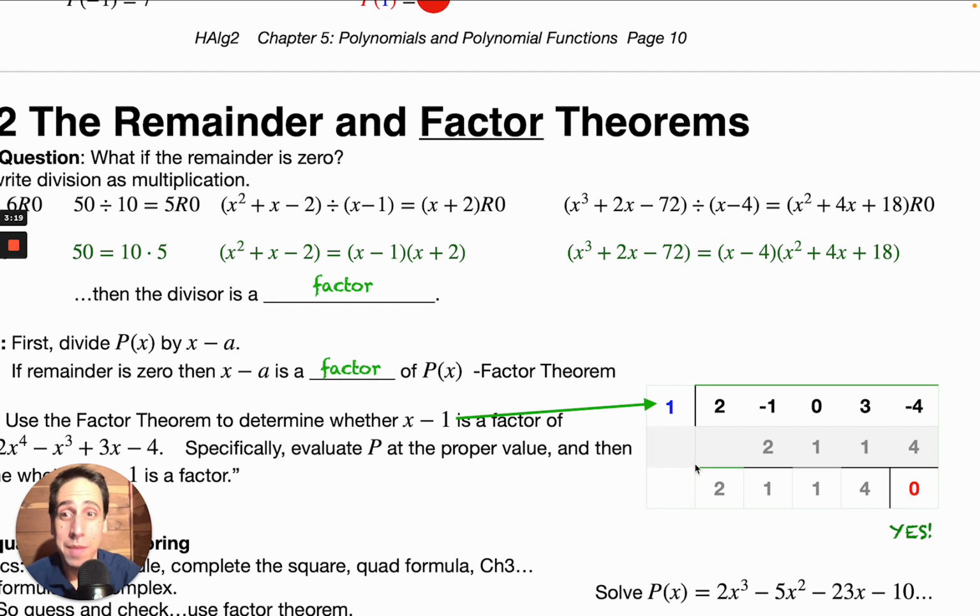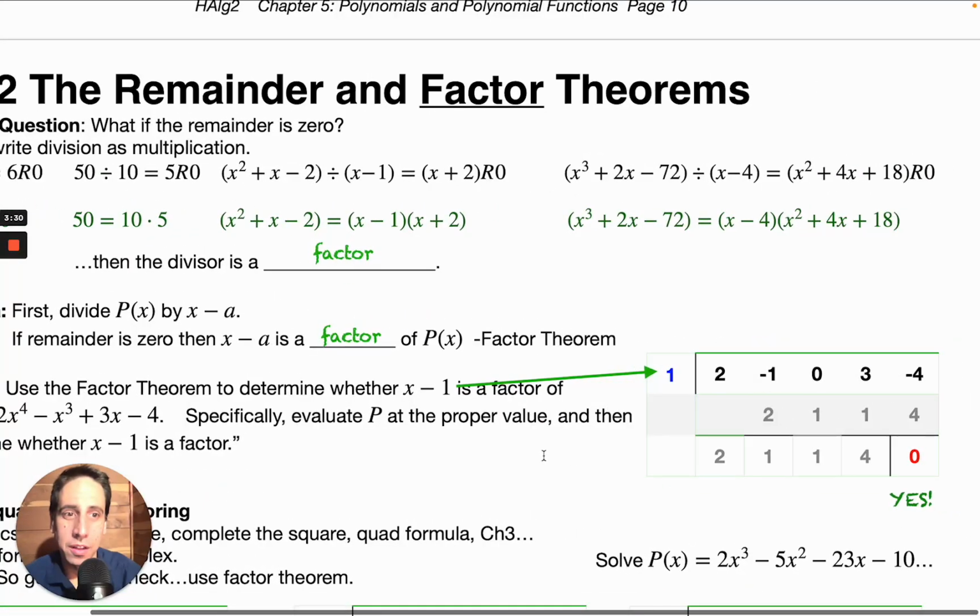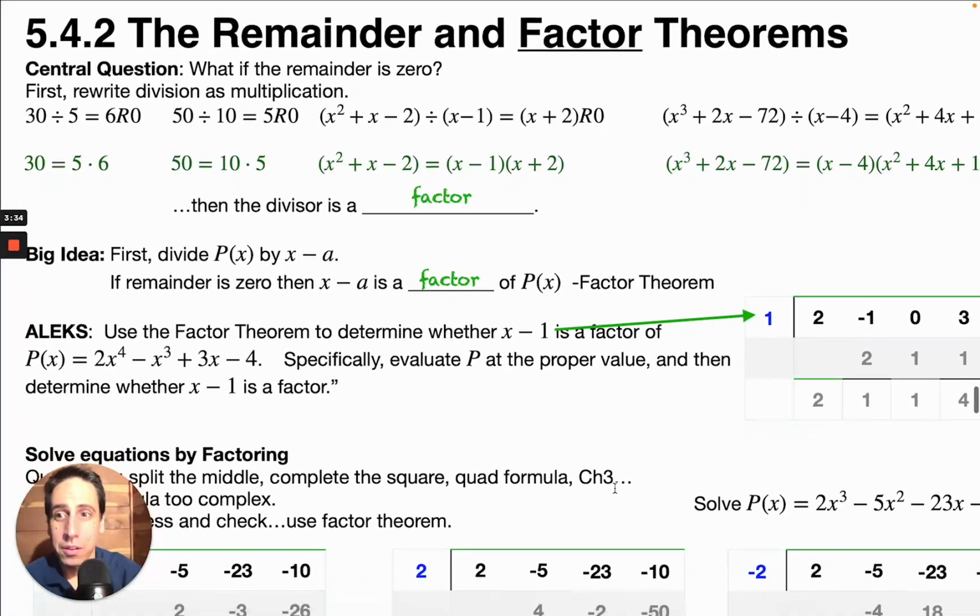Aha! The remainder is 0, and so therefore the answer to this yes or no question is yes. x minus 1 is a factor. There was no remainder. If you get something else aside from 0, then the answer is no. That's what it might look like on alex.com.